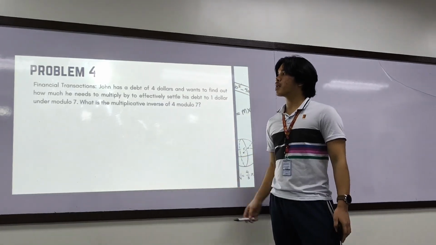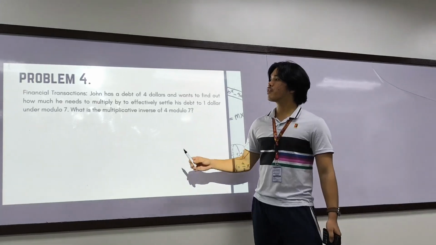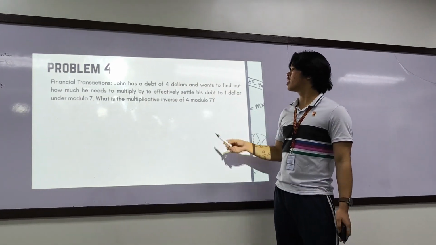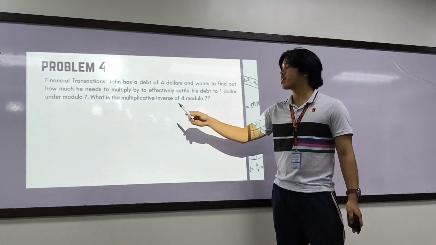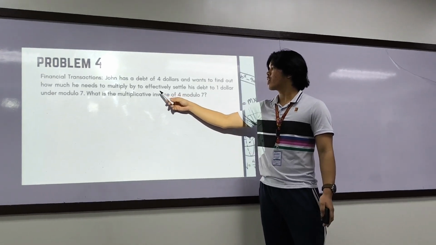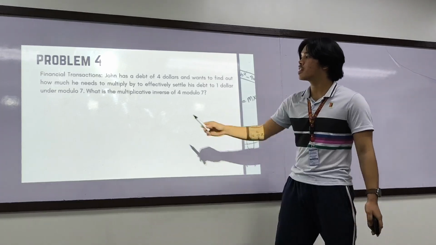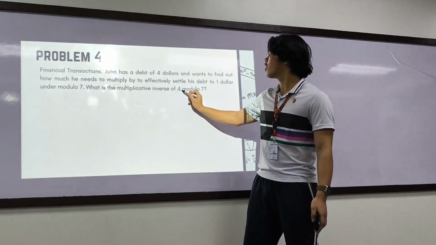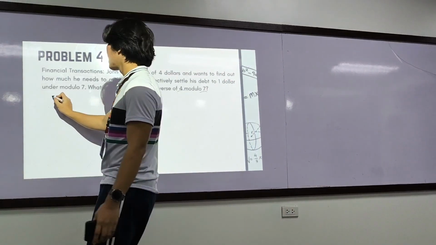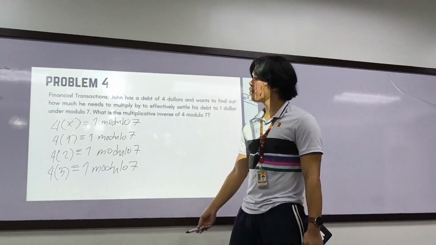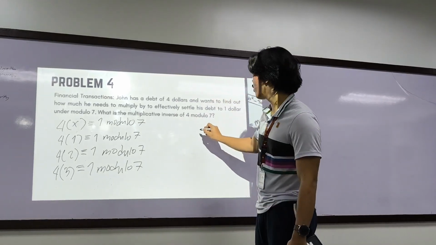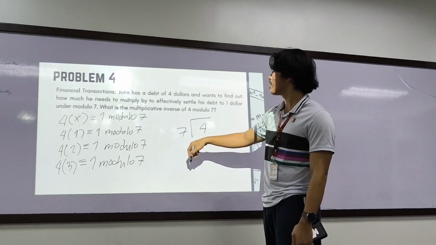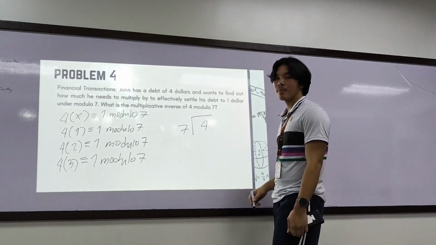So we have here problem number 4. For problem number 4, we have financial transactions. John has a debt of $4 and wants to find out how much he needs to multiply by to effectively settle his debt to $1 under modulo 7. So we're finding the multiplicative inverse of 4 modulo 7. The first number we'll multiply by 4 is 1. So 4 times 1 is equal to 4. And 4 divided by 7, still we will not get the remainder 1.